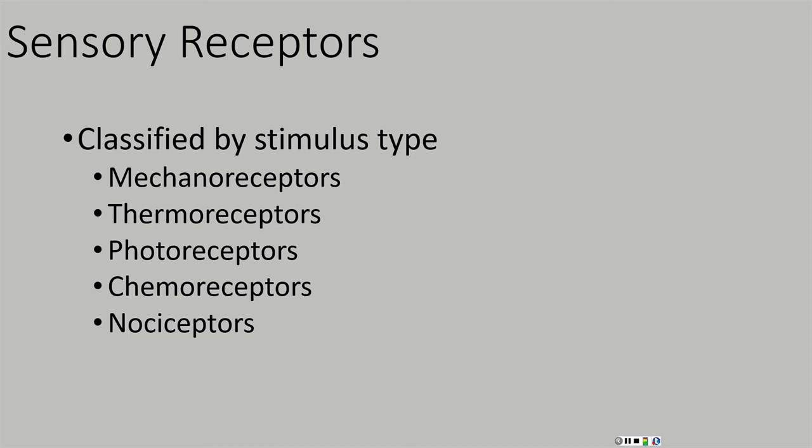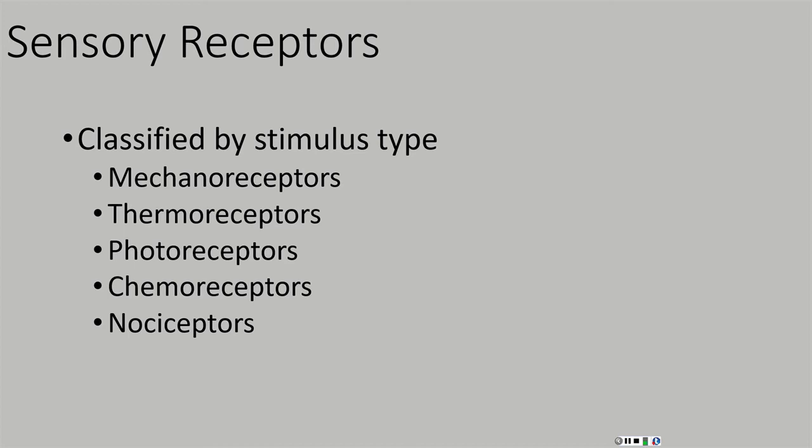Next, thermoreceptors. Thermoreceptors respond to temperature, either hot or cold. Next, photoreceptors respond to light. This is what we have in the retina, the back part of our eye.